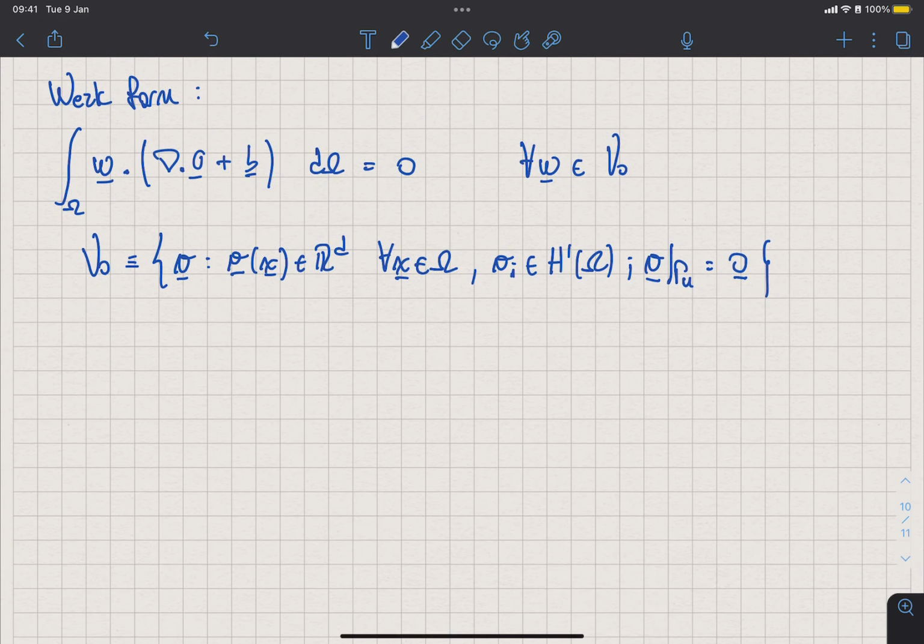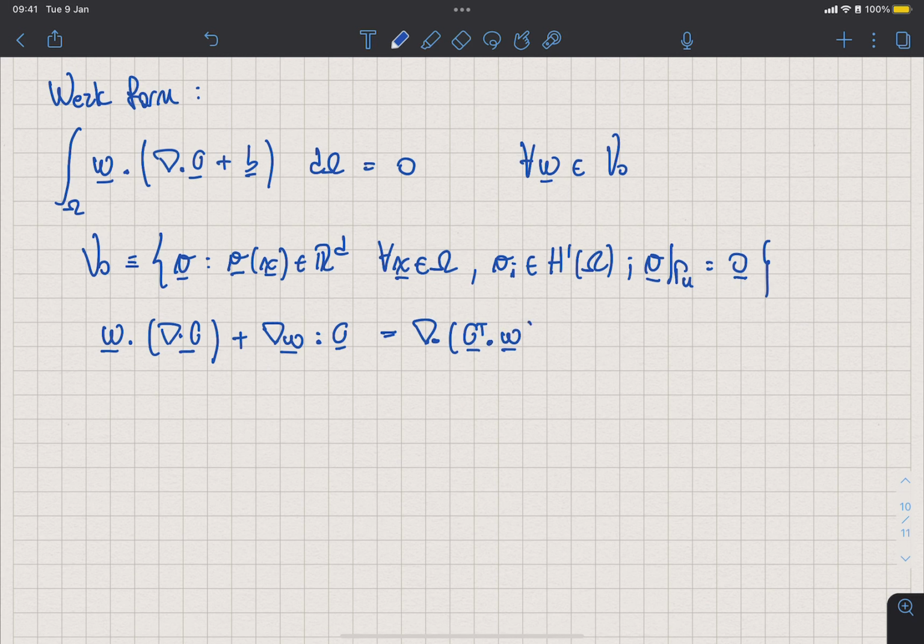Okay, so how do we do that? Well, we're going to use this identity, again, on identities. The identity is essentially that W dotted with the divergence of sigma plus grad W contracted with sigma, and we're going to talk about what that means in a second, is equal to the divergence of the transpose of the stress tensor operating on W. This is the identity that we're going to use.